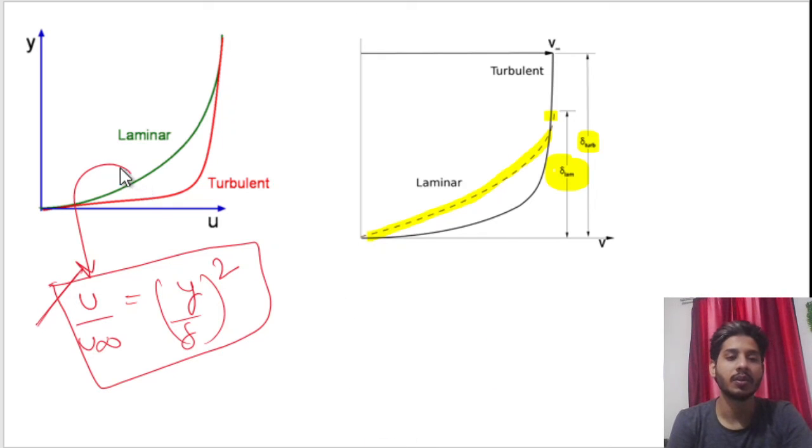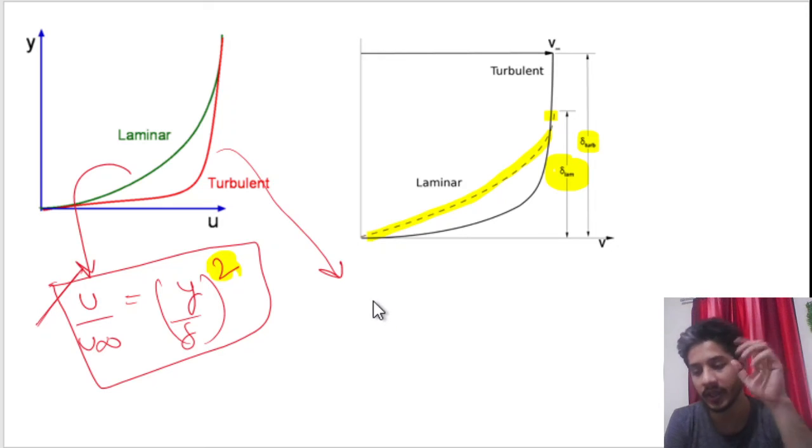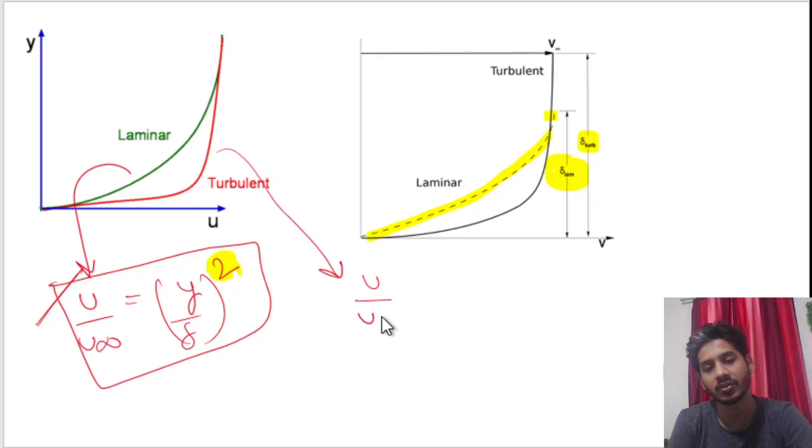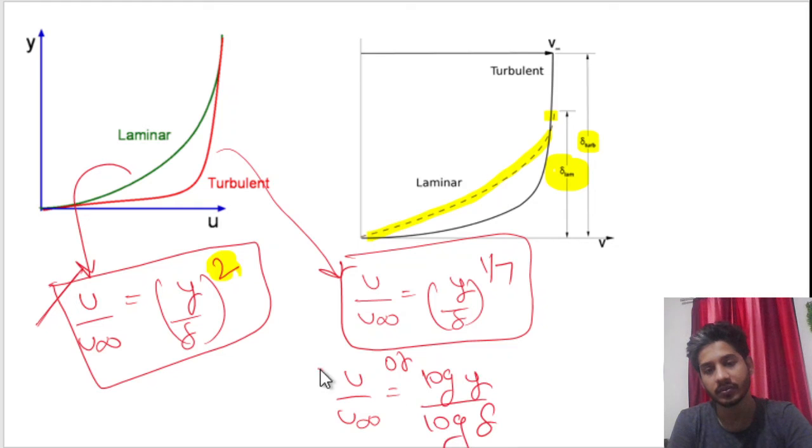So in laminar region, the velocity distribution graph is parabolic. While in case of turbulent region, the velocity distribution is either the 1 by 7th power law or logarithmic. What is the 1 by 7th power law? That is u by u infinity is y by delta to the power 1 by 7. This is the velocity distribution for turbulent flow, or you can also write u by u infinity as log y upon log of delta. Both are valid for turbulent boundary layer.